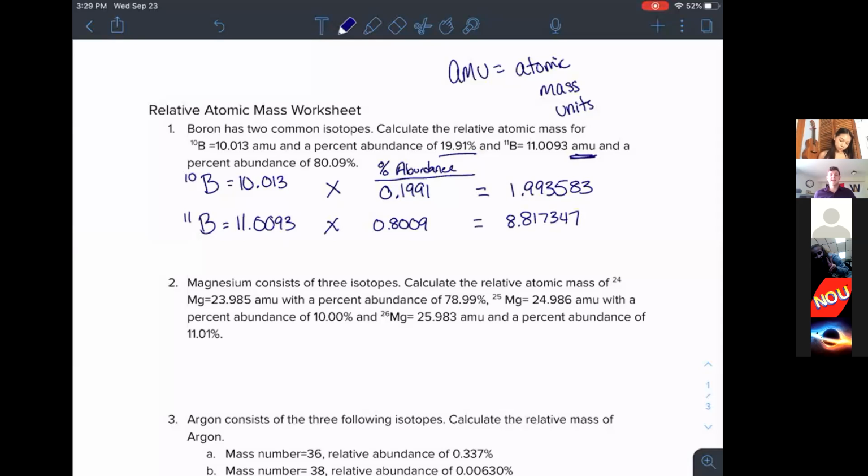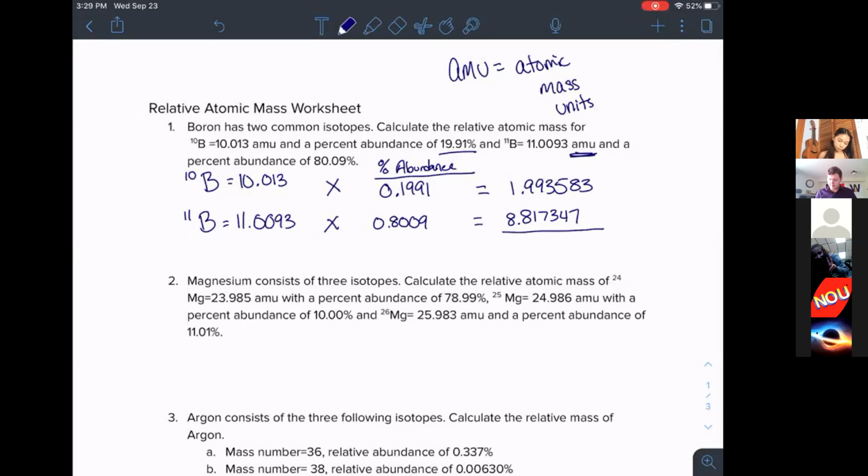All right, so now our last step when we're doing these problems is we're going to take those two values and we are going to add them together. $10.81093. Awesome. All right. So now we have to do two last things.